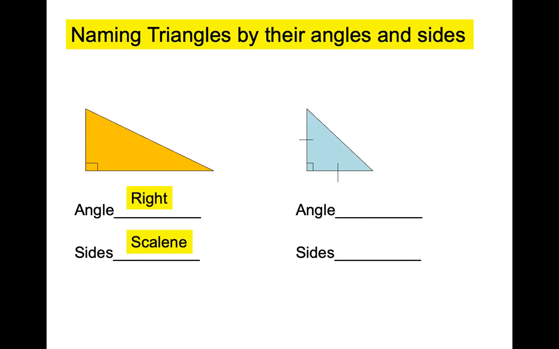All right, so by angle measurements, this is a right triangle. That's a right one again. By side measurements, it is isosceles. I got 2 tick marks, so therefore it's isosceles. That's how this game is played.